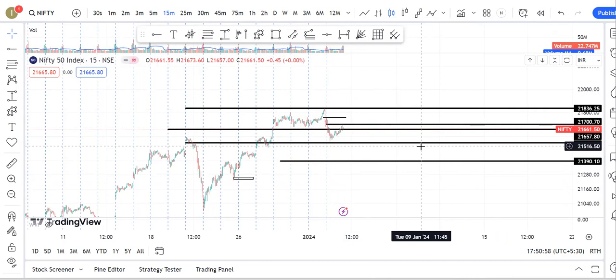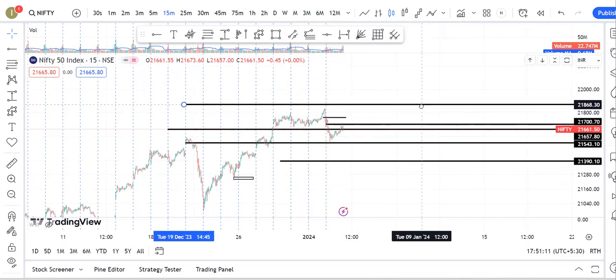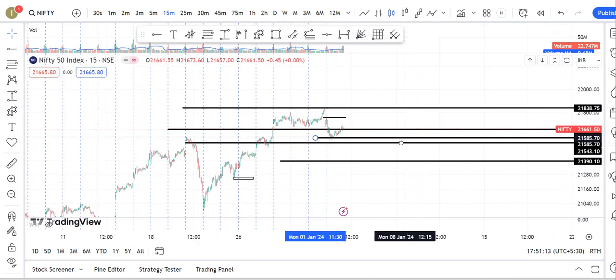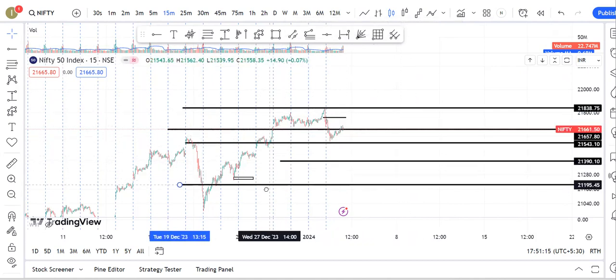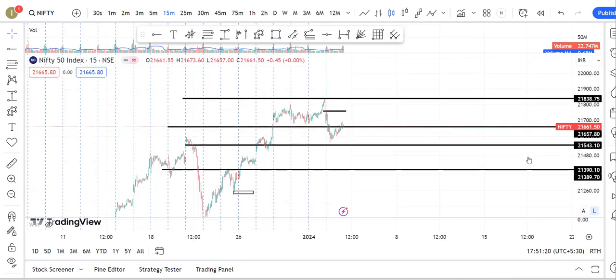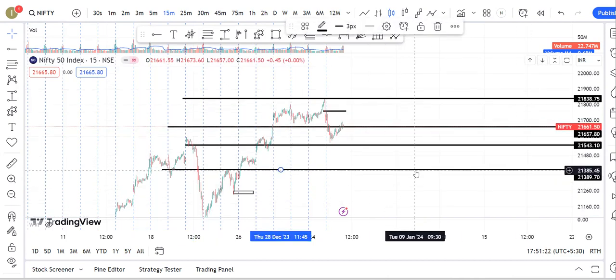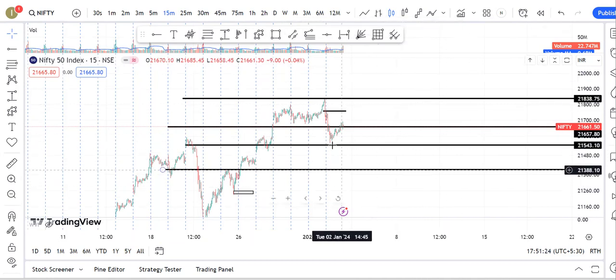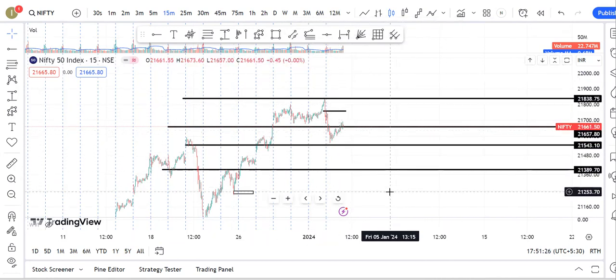I hope this will help you to do this exercise and practice and come to a conclusion. You have to do it on your own. If somebody comes and tells you on YouTube, or if many people come, not only me, many people will give almost the same levels, because their levels are also based on these calculations and also price action.